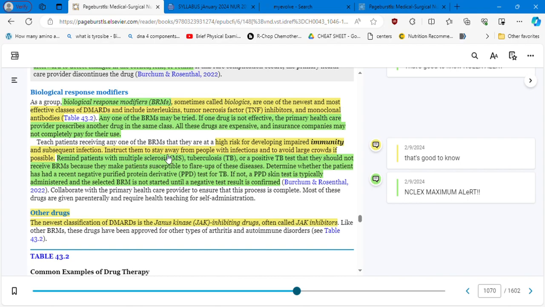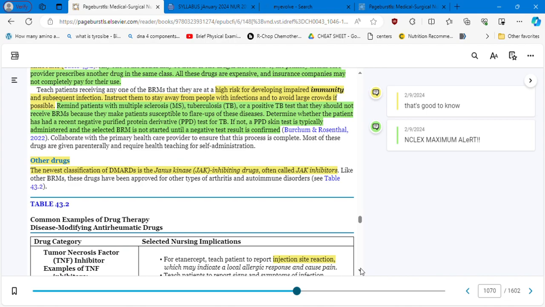We know this is a disease of the myelin sheath, right? Tuberculosis, or they are going to need to get the patient to have a negative purified protein derivative PPD test, or TB test, okay, in order to receive this biological response modifier. If not, a PPD skin test is typically administered and the selected BRM is not started until a negative test is confirmed. Yes, we know that. So that's good to know.